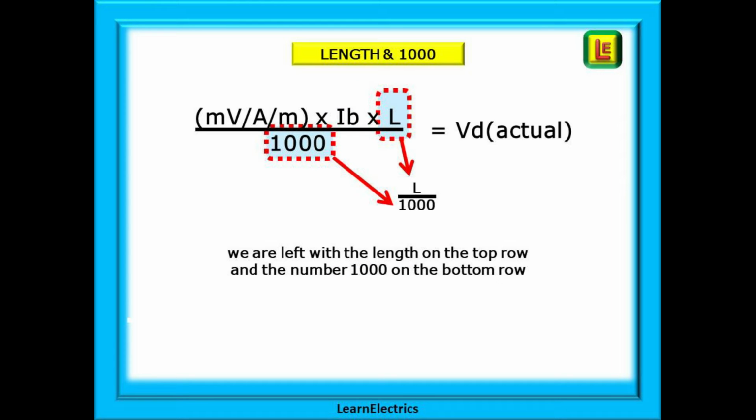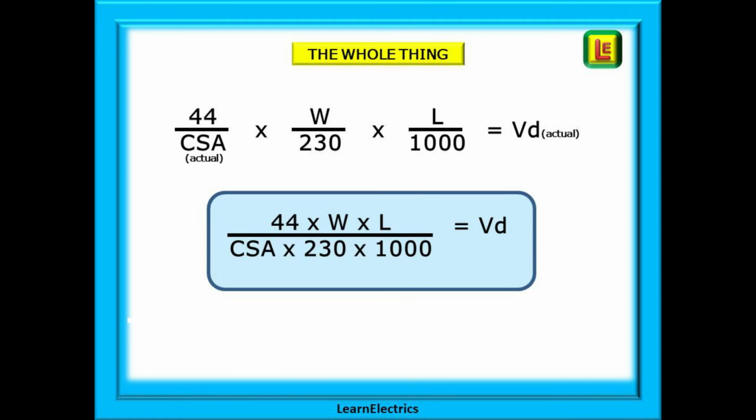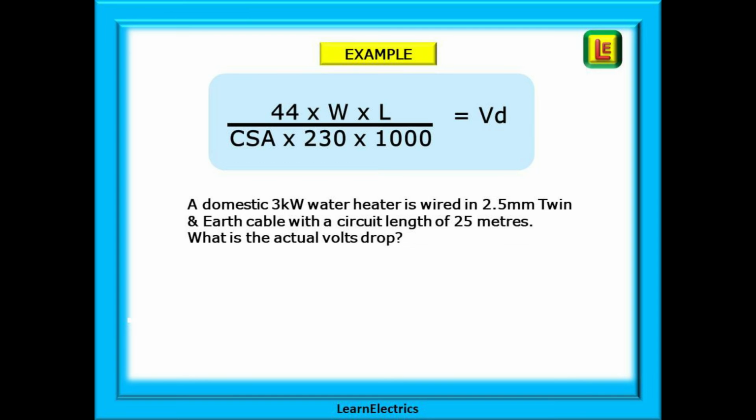Now we are left with the length on the top row and the number 1000 on the bottom row. There's nothing that we can do with these, so leave them as length over 1000. So what have we got? 44 over the actual CSA of the cable, multiplied by watts over 230, remember the power triangle, and then multiplied by length over 1000. This will give us the actual voltage drop in volts. Let's tidy it up. 44 times watts times length on the top row, and actual CSA times 230 times 1000 on the bottom row.